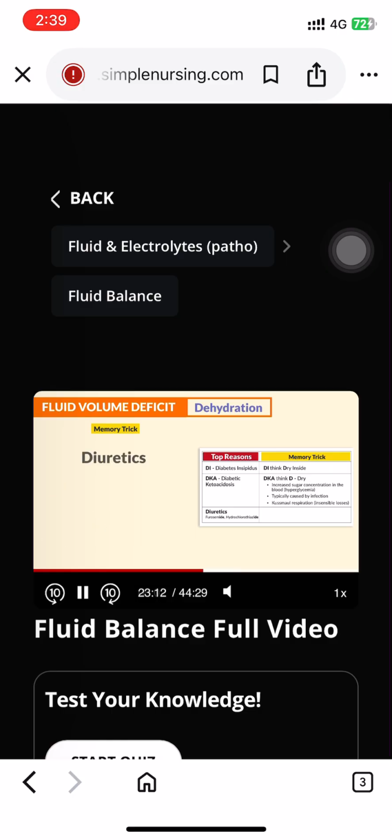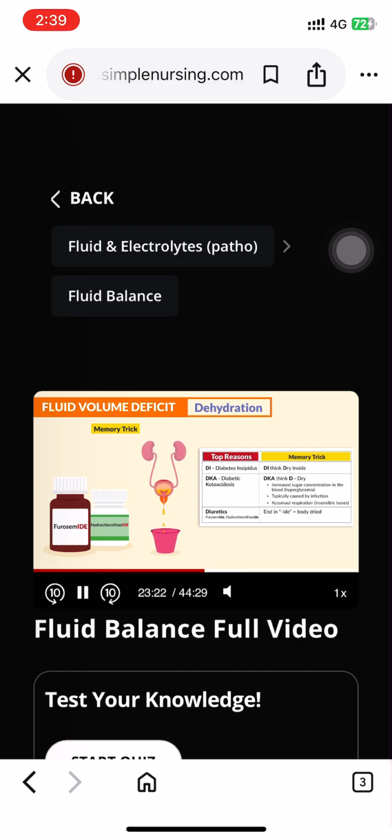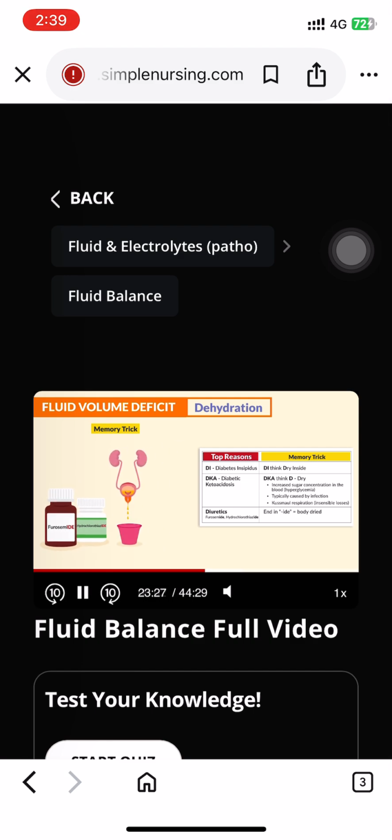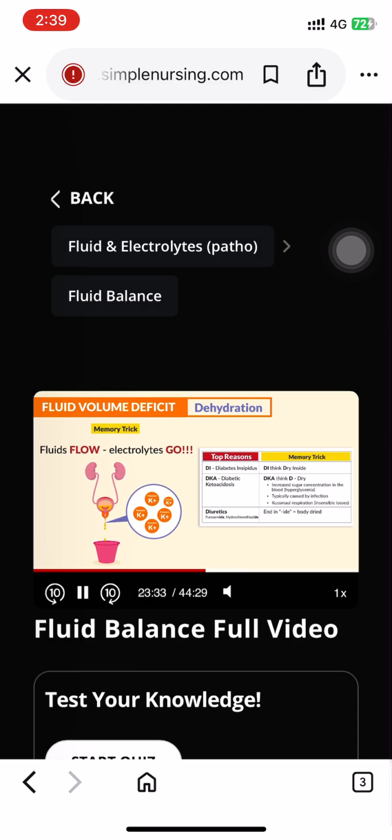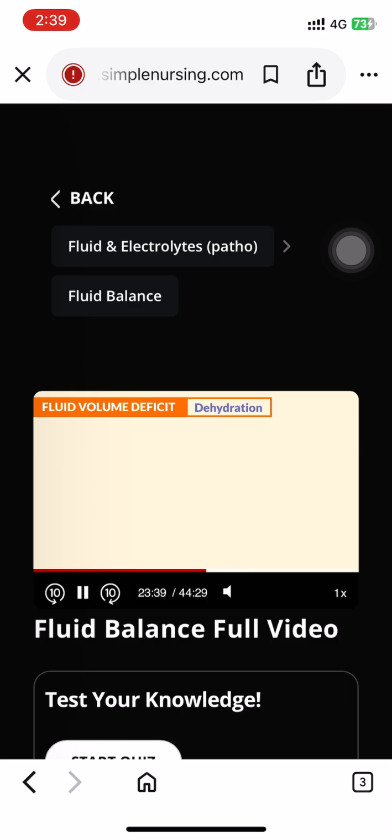Okay, the last D is for diuretics, like furosemide and hydrochlorothiazide. Now these end in "ide", so think the body is dried. Now as you will learn, diuretics drain fluid from the body and into the potty. So we also have a loss of electrolytes here too, mainly potassium, because as you know, where fluids flow, electrolytes go. Okay, now a quick side note before we go into manifestations.